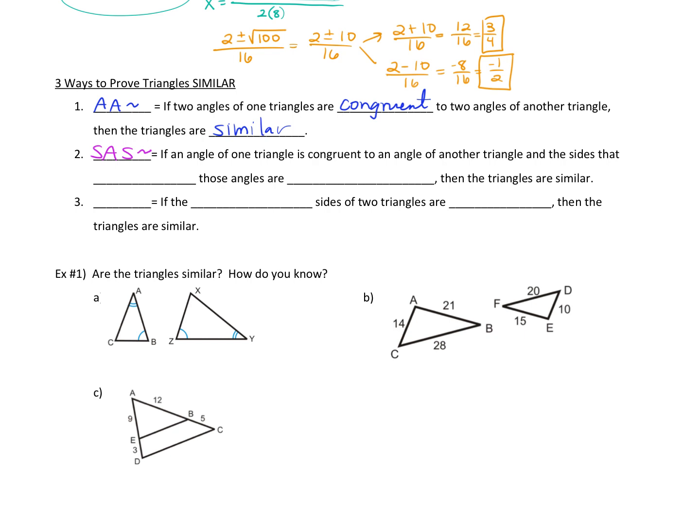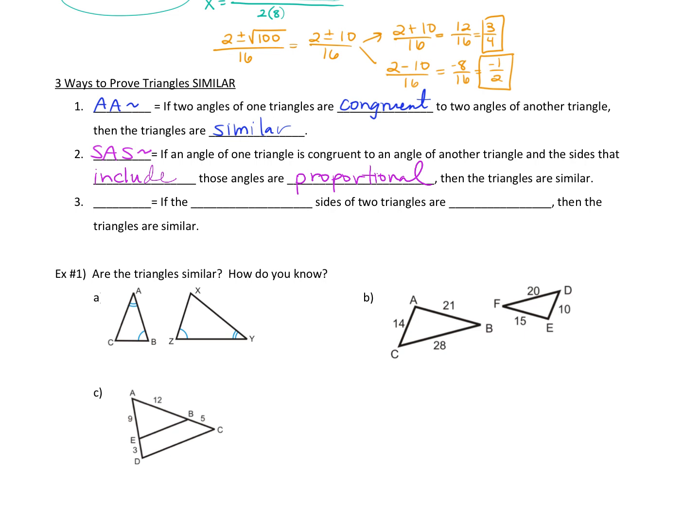Included, right? You want to be included. You want to be in the middle. So the sides that include that angle, that put that angle in the middle, those sides are proportional. Then the triangles will be similar. Okay, so if it goes side, included angle, side, where the sides are proportional, but the angles are congruent.